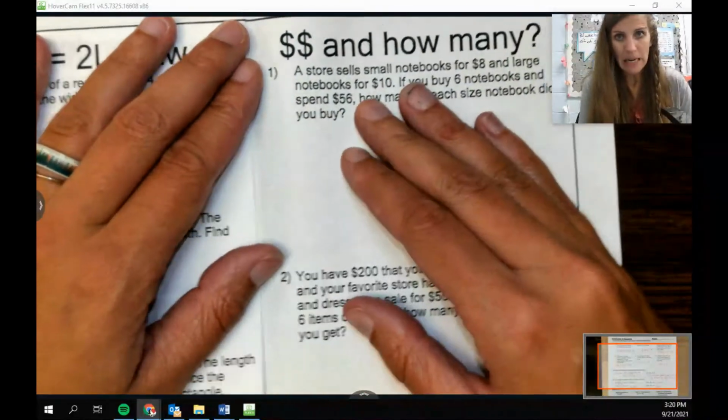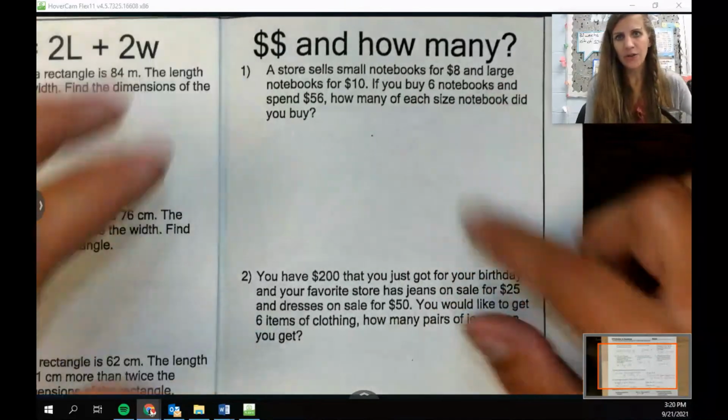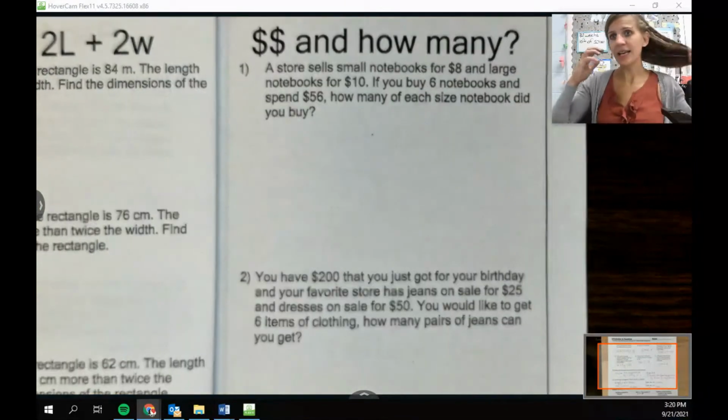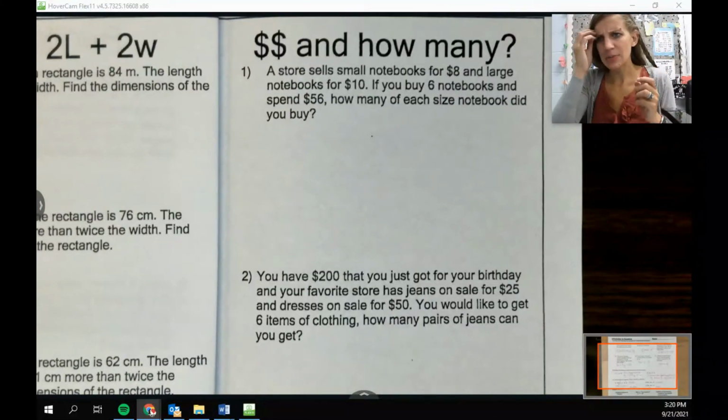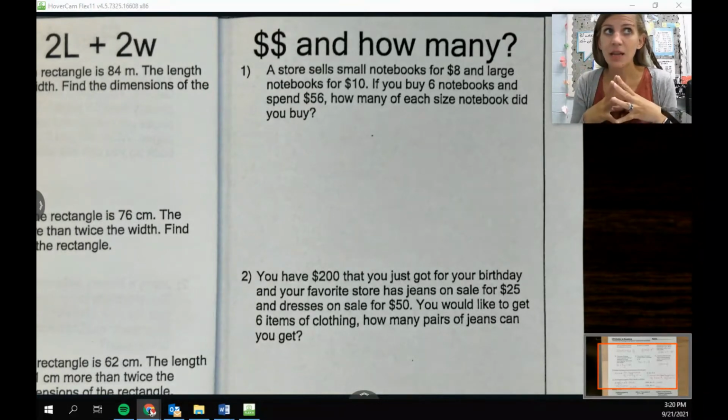where we talk about money and how many. So the reason I titled this money and how many is because generally these problems have like 2 equations, one of which is all about the money and another equation is all about how many.